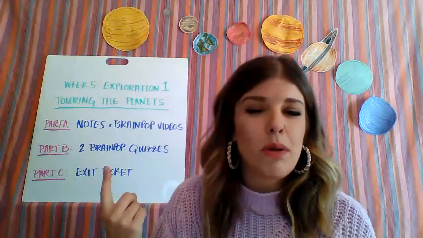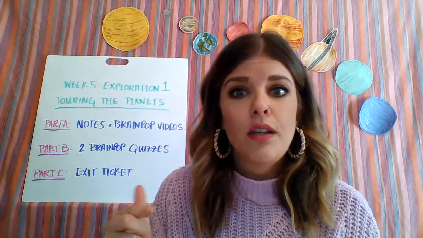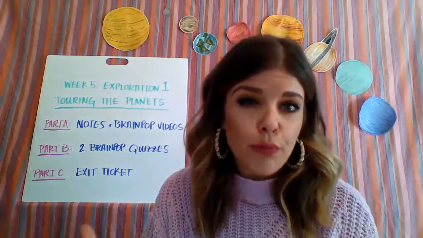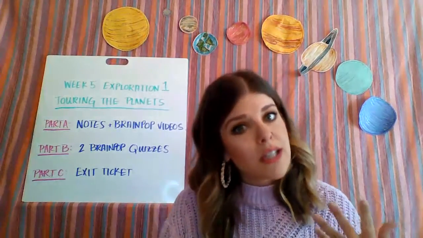So that's part B. That's also going to be really important for when we get to exploration 2. Knowing more about 2 planets will give you a better idea of what planet you want to focus on for exploration 2. Then the last part is, of course, the exit ticket. That just gives us teachers some useful information, like if you are enjoying these explorations and what we can work on for future explorations.